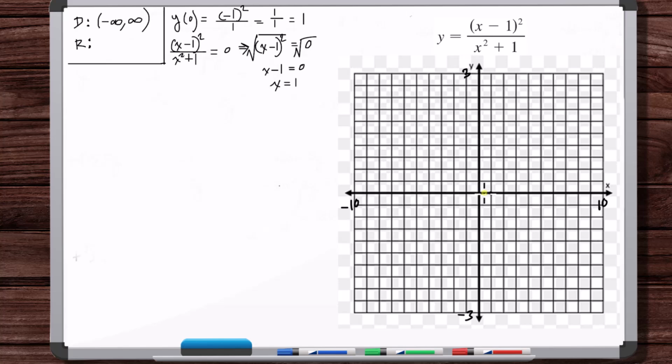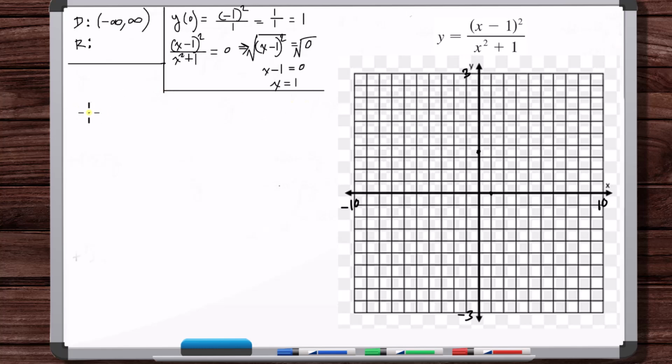This is 0.3, 0.6, 0.9, 1.2, so this is about 1. Okay, so there's the intercepts.